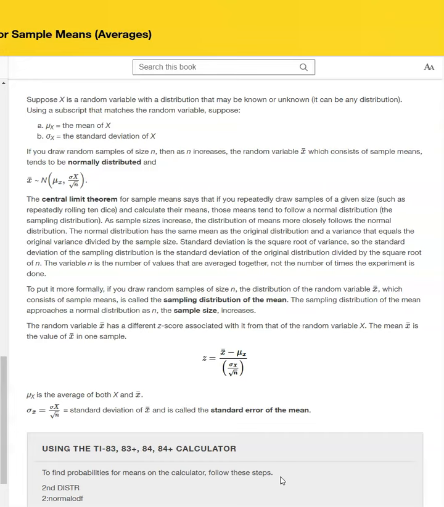Okay? So just to review here, the central limit theorem for sample means says that if you repeatedly draw samples of a given size and calculate their means, those means tend to follow the normal distribution. Now I used percentages, and we could use the central limit theorem for percentages or averages.